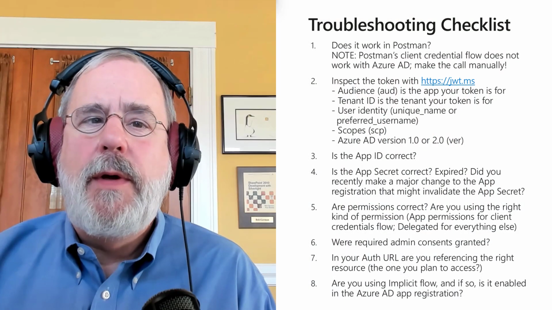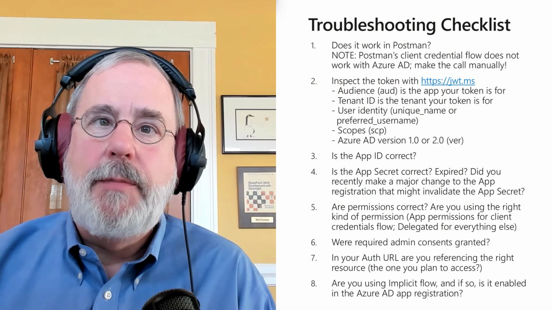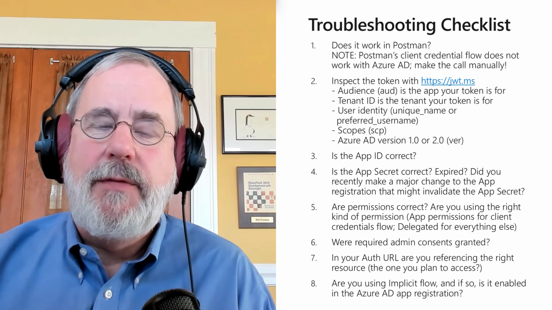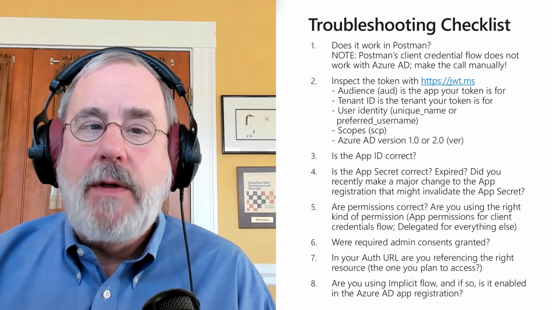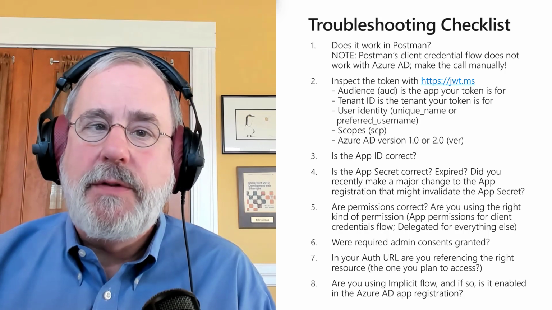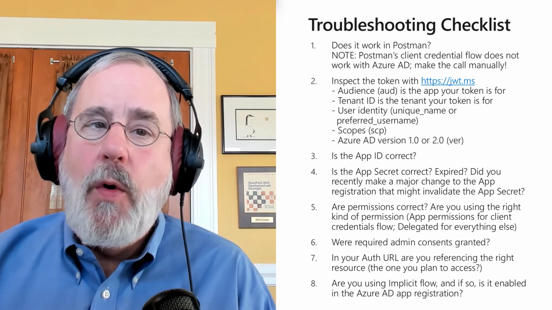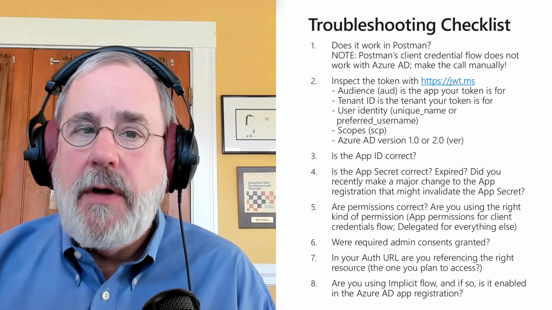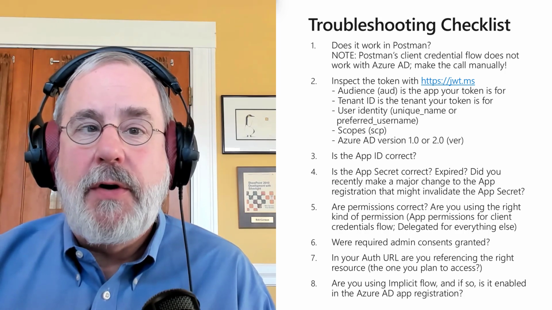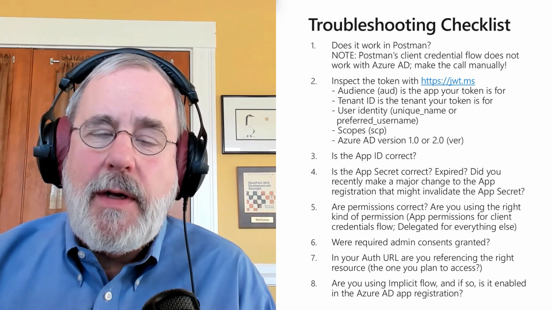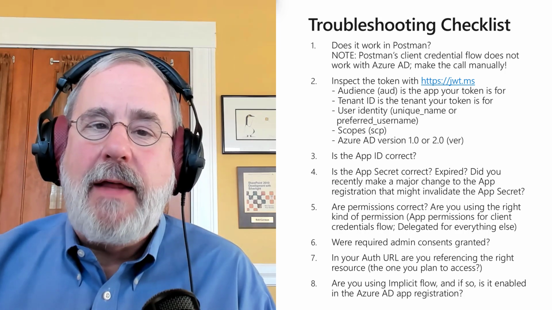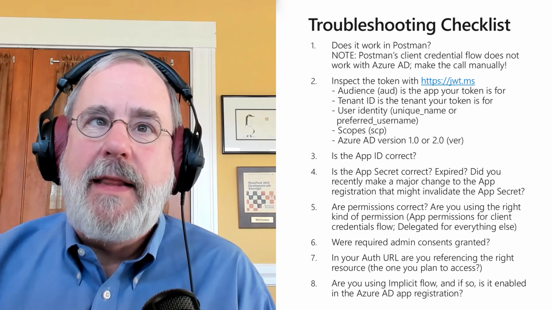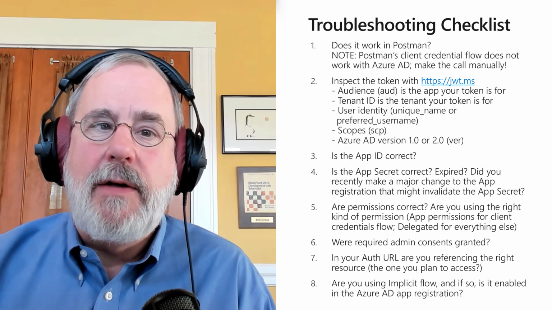So I want to close with a troubleshooting checklist to help you debug the situation if you have any problem with this. The first thing that I always like to do is to start in Postman. If it works in Postman and not in your code, then you probably have a problem in your code. If it doesn't work in Postman, check Azure AD and all the different values and make sure that that's working before you start looking at your code.